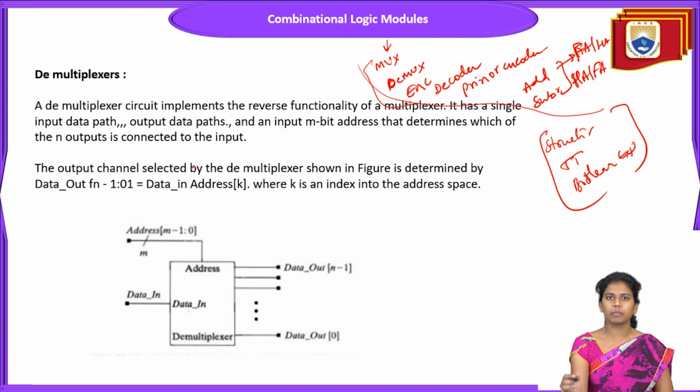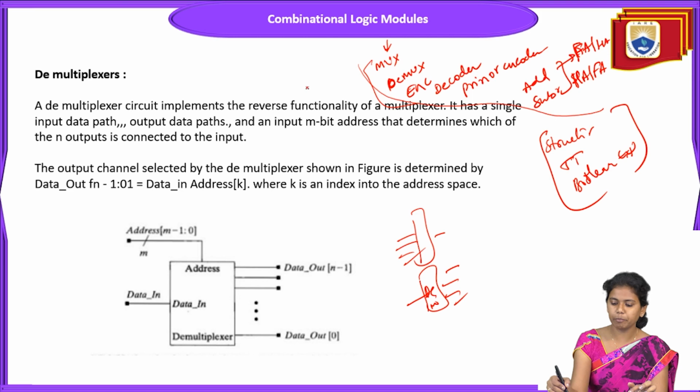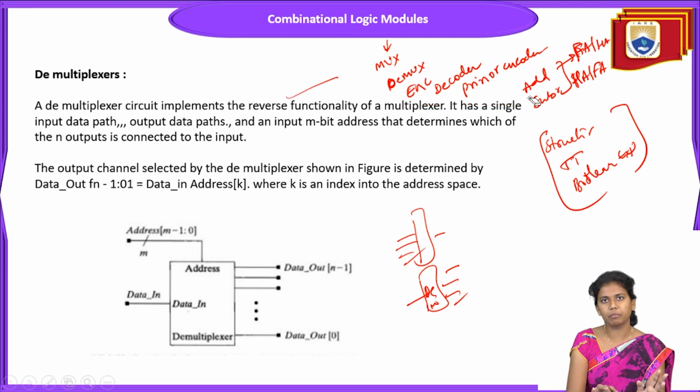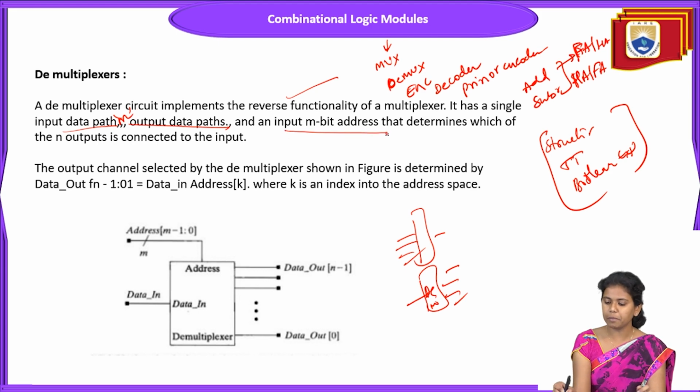Coming to the demultiplexer, it is nothing but the opposite of the multiplexer. Multiplexer is many to one, right? So demultiplexer is one to many. It is quite in contrast to the multiplexer. The demultiplexer implements the reverse function of a multiplexer. That is, it has a single input data path and multiple output data paths, and the m-bit address determines which of the outputs is connected to the input.